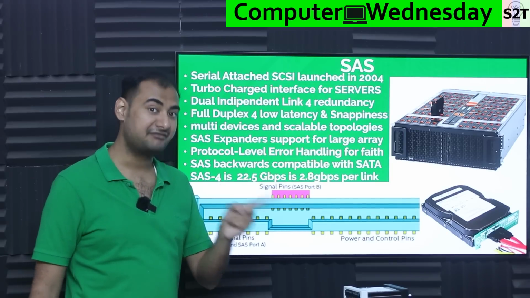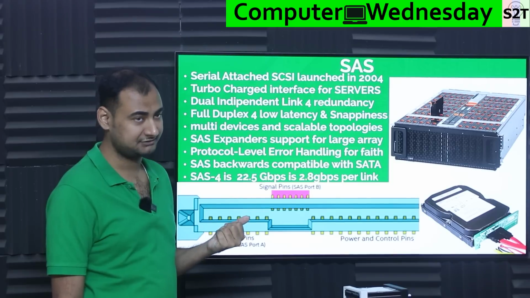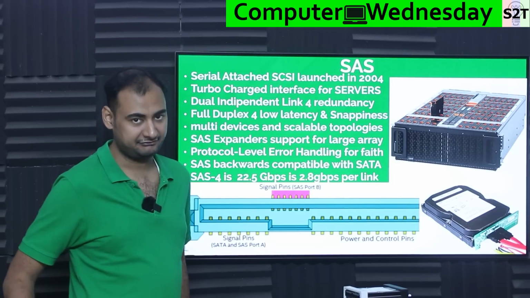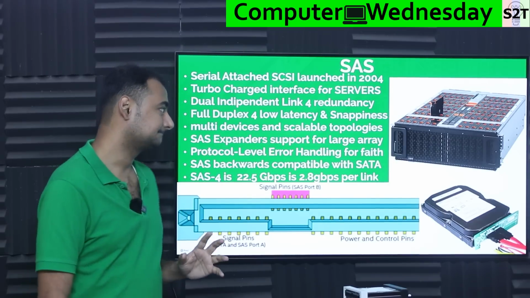This basically happened after SATA, and serial attached SCSI became a thing in 2004, a turbocharged interface for servers. As of now, when I'm talking to you, this is still the king. So SAS became a thing.